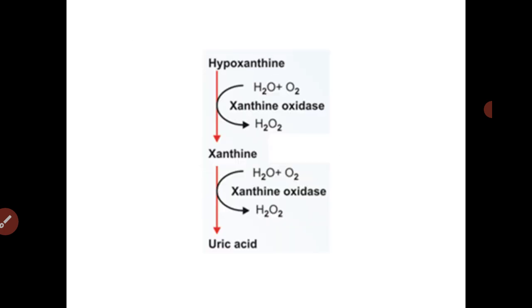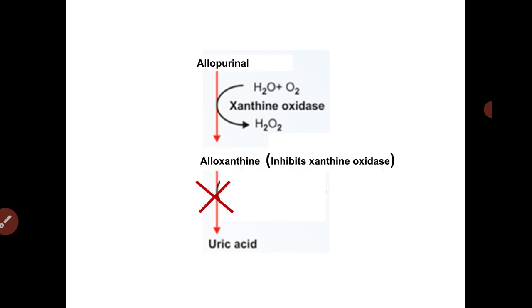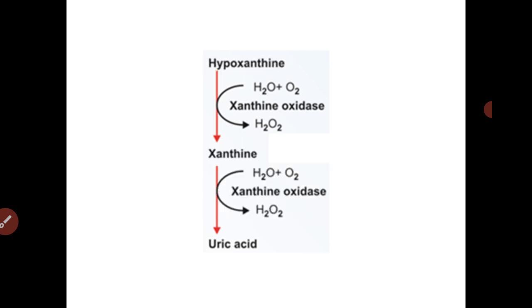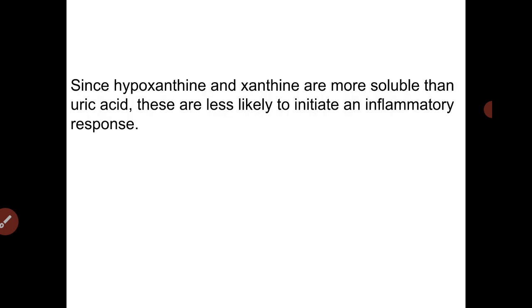Normally, hypoxanthine and xanthine is oxidized by xanthine oxidase to form uric acid, but when allopurinol is used, allopurinol is a suicide inhibitor of xanthine oxidase. Therefore, it gets converted into its active form alloxanthine by xanthine oxidase, and this active form will inhibit xanthine oxidase. Therefore, the conversion of hypoxanthine to xanthine and xanthine to uric acid is prevented. This leads to the accumulation of hypoxanthine and xanthine. Since hypoxanthine and xanthine are more soluble than uric acid, they are less likely to cause inflammatory response. Therefore, allopurinol is used in the treatment of gout.